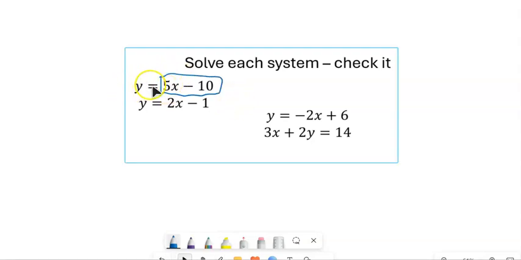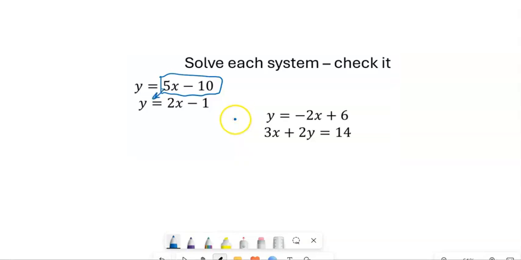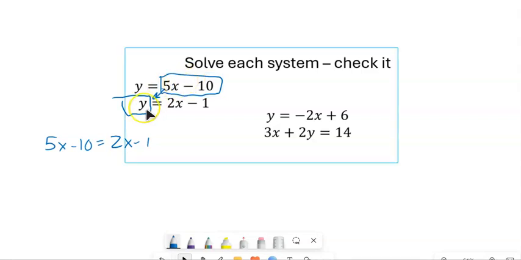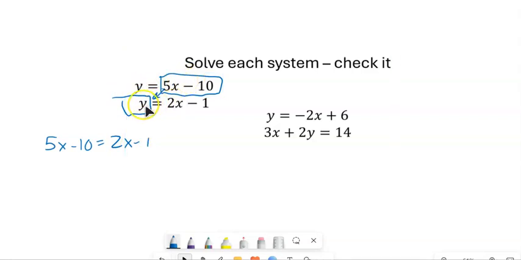So what that means is this equal sign means they're identical. So that means I can substitute this in for that y, because y is equal to that. So let me substitute that into that y spot. And so I've got 5x minus 10 equals 2x minus 1. Again, what I did is I substituted what y was equal to in for y.